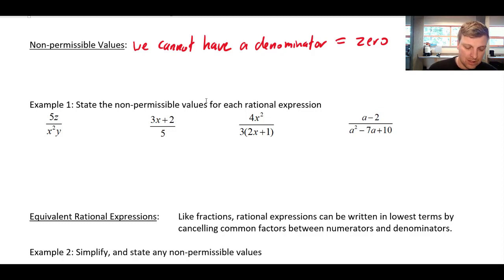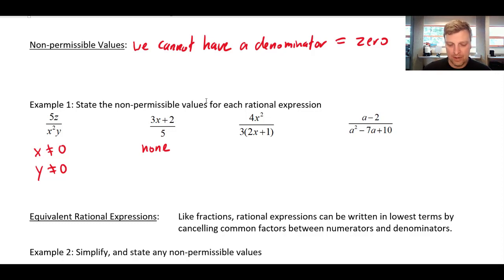So for this example here, I can see that I cannot have x equal to 0, and I also cannot have y equal to 0. If x is 0, then it doesn't matter what y is. The whole denominator is going to become 0, and same thing for y. Whereas here, I've got 3x squared plus 2 over 5. 5 can't be 0. I don't know what that would mean. So in this case, there are none. There are no non-permissible values.